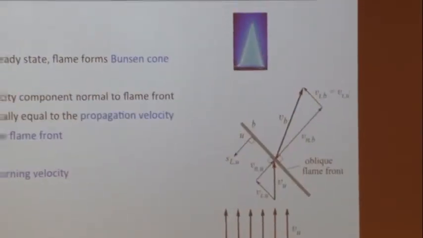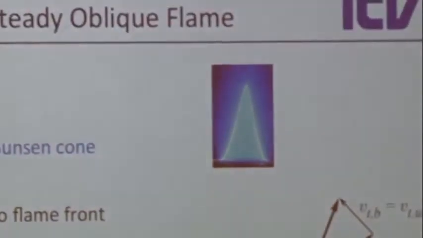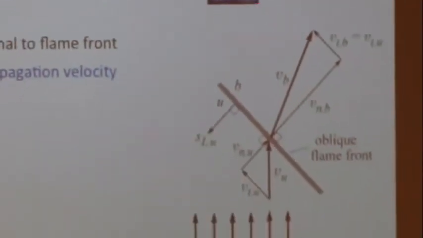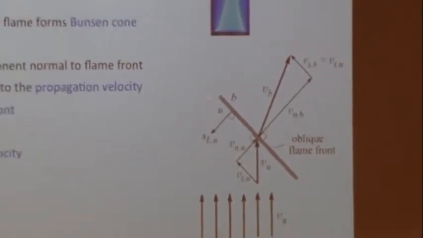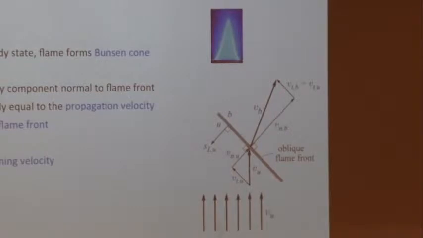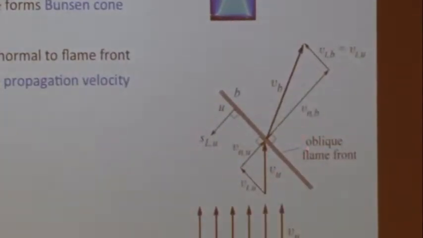So this is how this looks, and then we can look at the kinematics that happen here. You have a velocity. Look at the right side of this Bunsen flame, which is shown here as this oblique flame front. Because it's steady state, you have a velocity that goes into the flame, and then you have the burning velocity, and they just compensate. But you see the flow here is, of course, not normal to the flame.